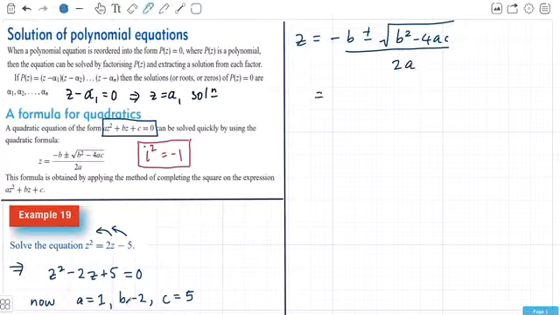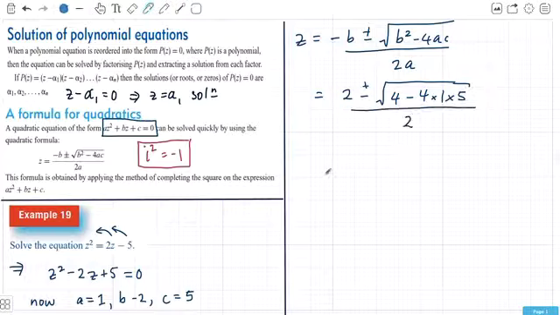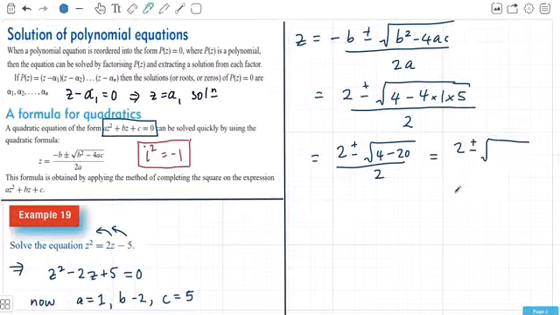Now when you put negative b in, you can see b is negative 2, so this would be positive 2. b squared is 4 minus 4 times a, which is 1, times c, which is 5. And 2 times a is 1, so that's going to be 2 underneath. So we've got 2 plus or minus the square root of 4 minus 20, over 2. Now 4 minus 20 is minus 16.